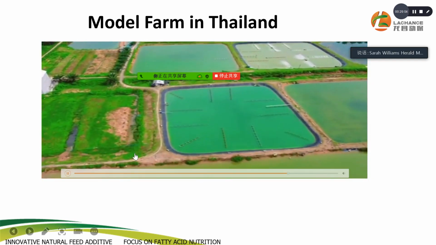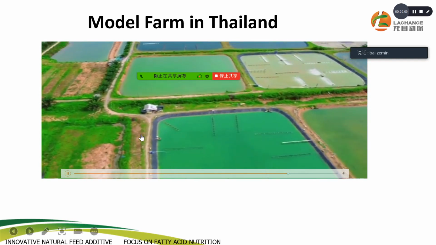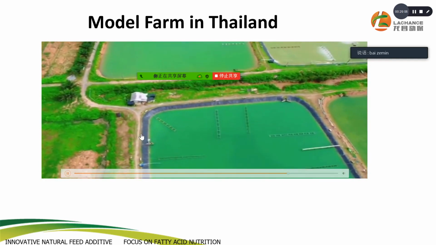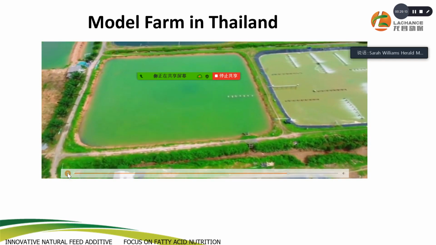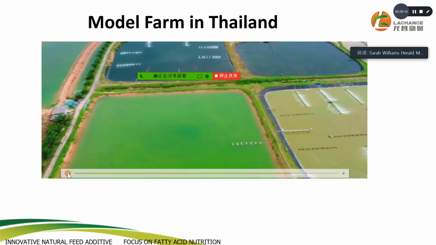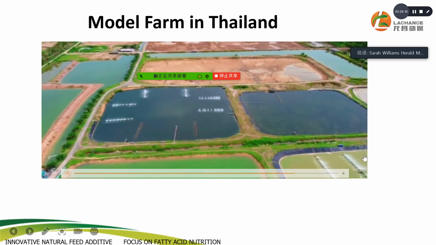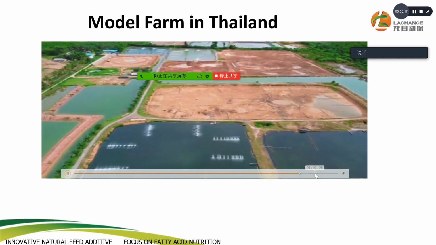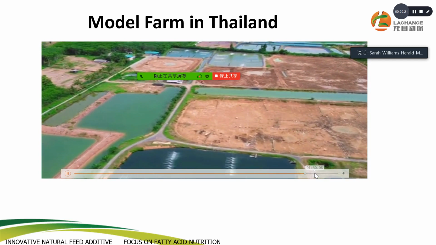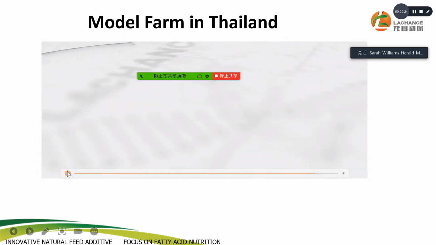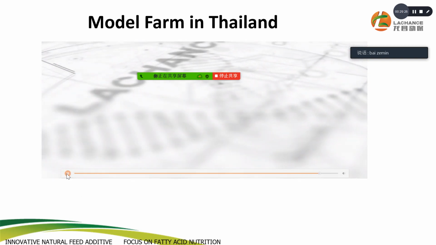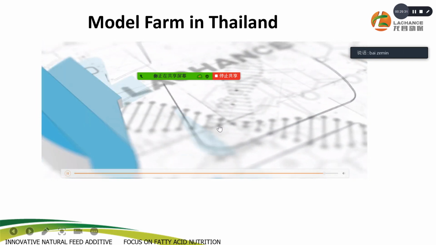Yeah, actually it's nice. Yes, this is, I think, 100 acres. It was very long, I almost finished. And you started culturing in that farm? This is our model farm in Thailand. Yeah, we're working with the local farmers.